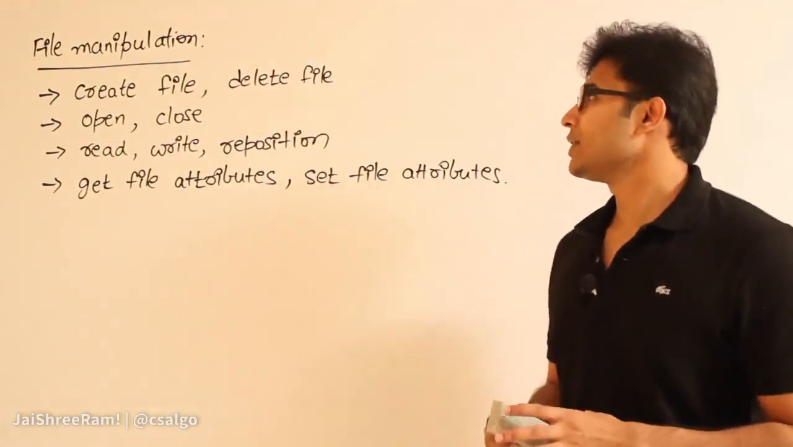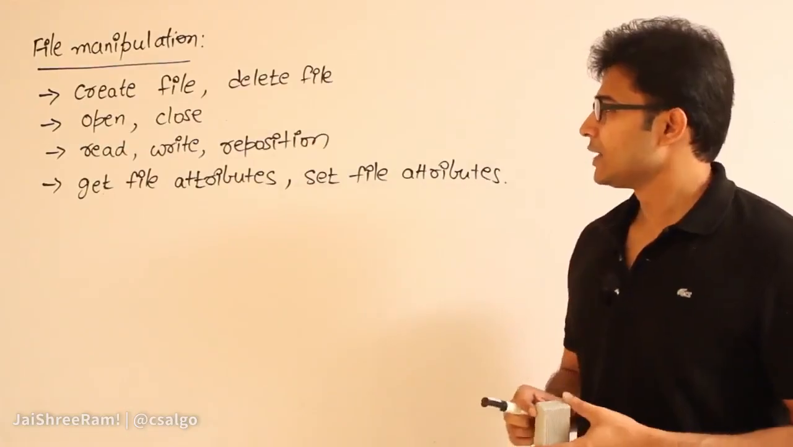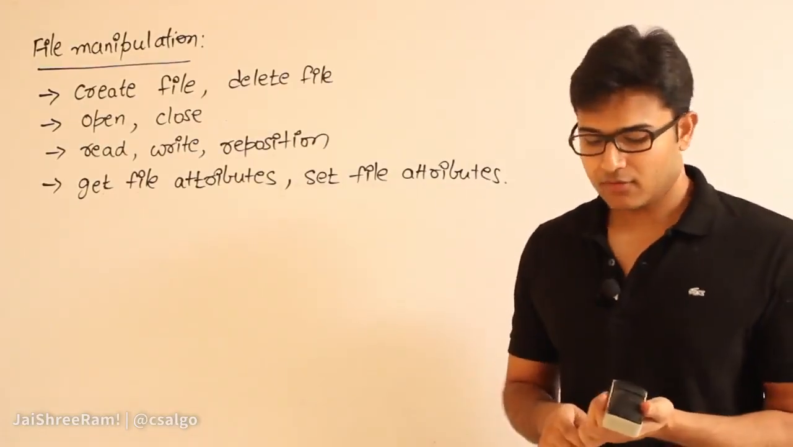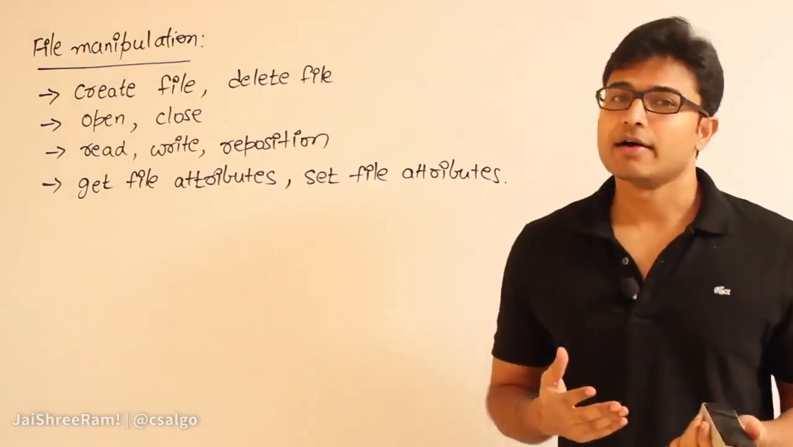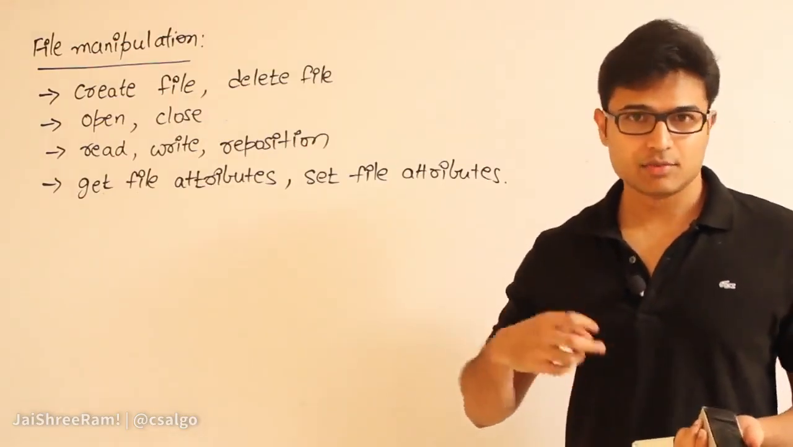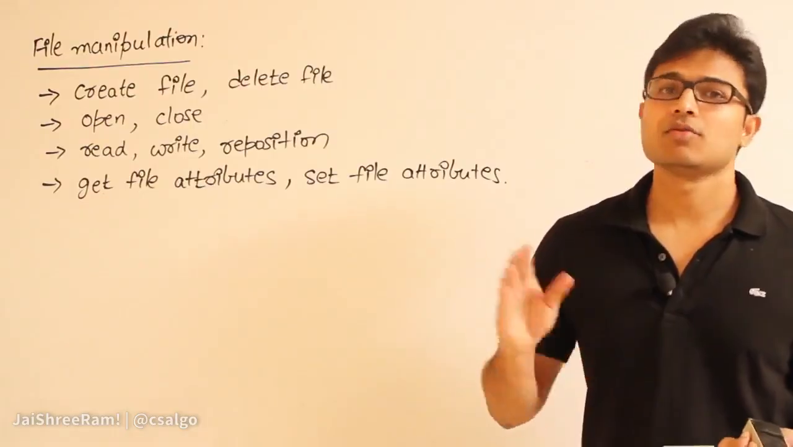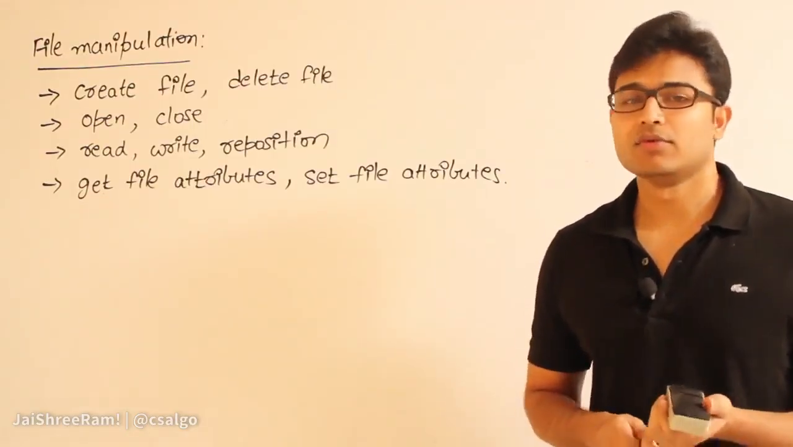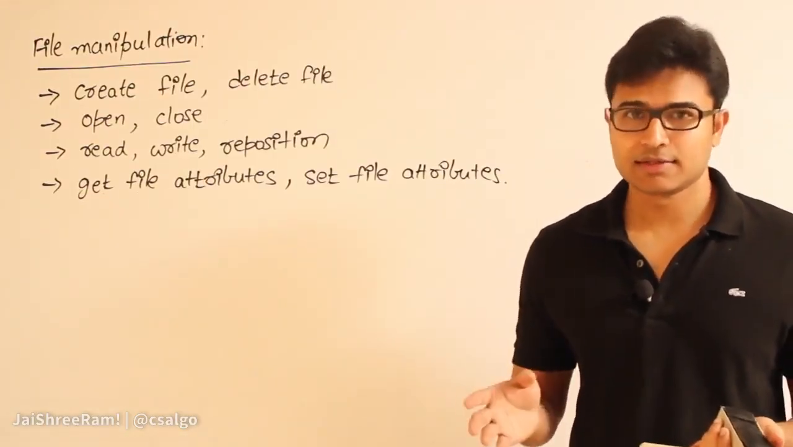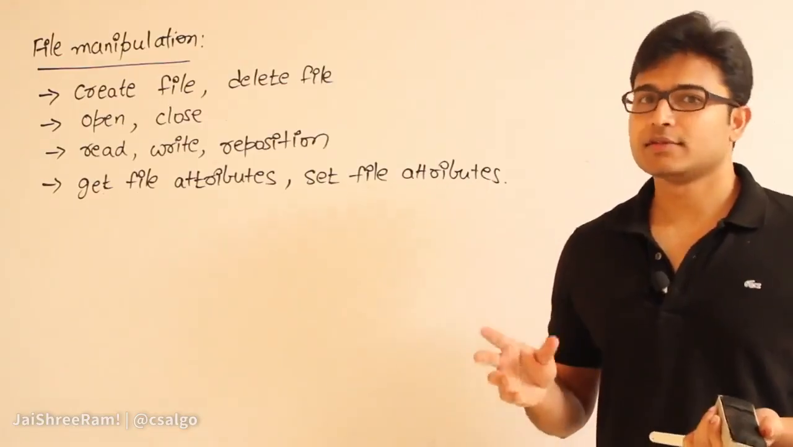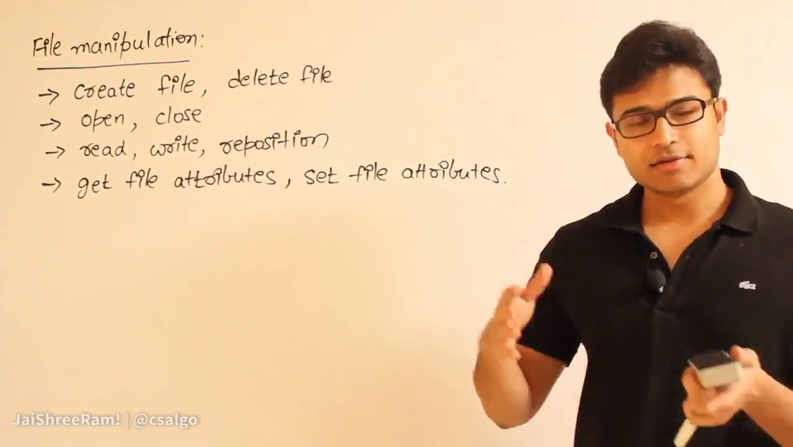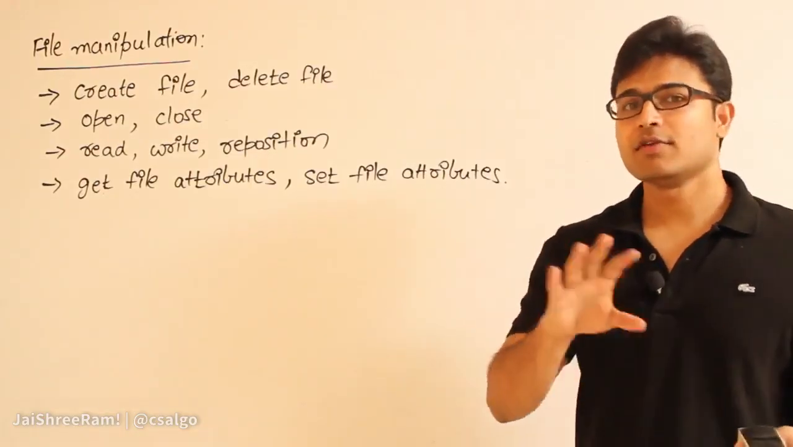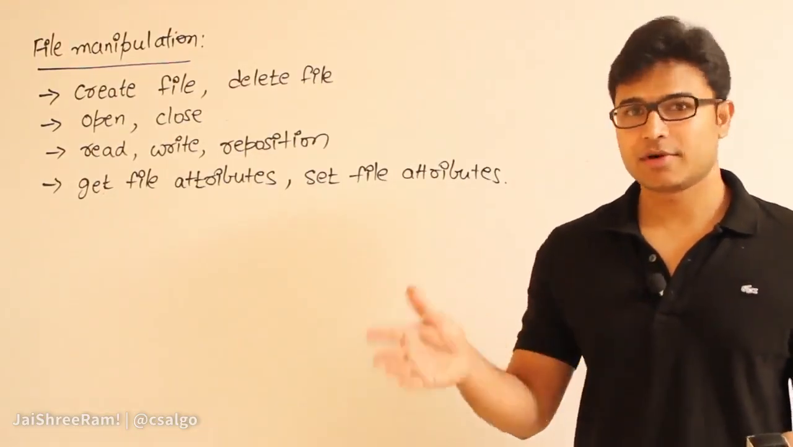Let's talk about file manipulation system calls. Why does a process require file manipulation system calls? In many cases, a process will take the input from a file and write the output onto a file. In some operating systems like Linux, everything is a file. For example, the keyboard is a file and the monitor is also a file. Every device is considered a file.